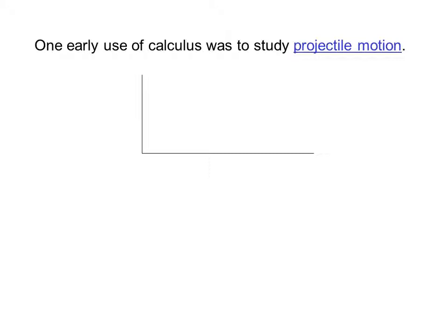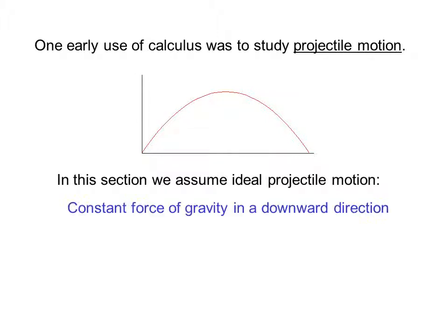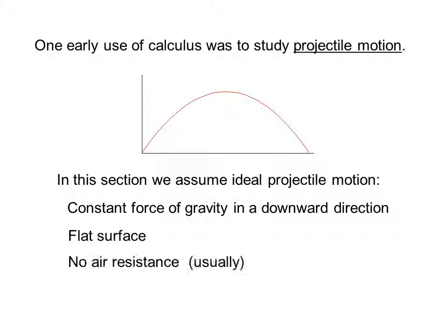One early use of calculus was to study projectile motion. In this section, we assume ideal projectile motion. Constant force of gravity in a downward direction, a flat surface of the ground, and no air resistance, at least usually.